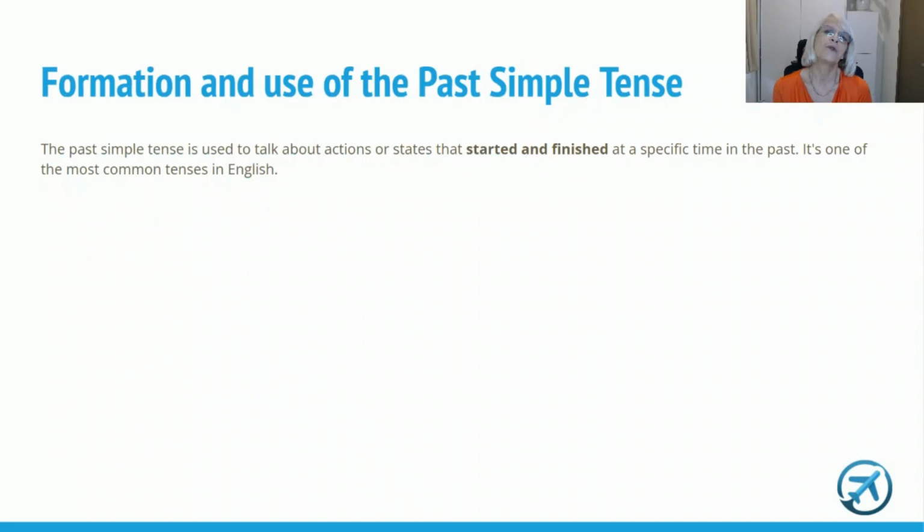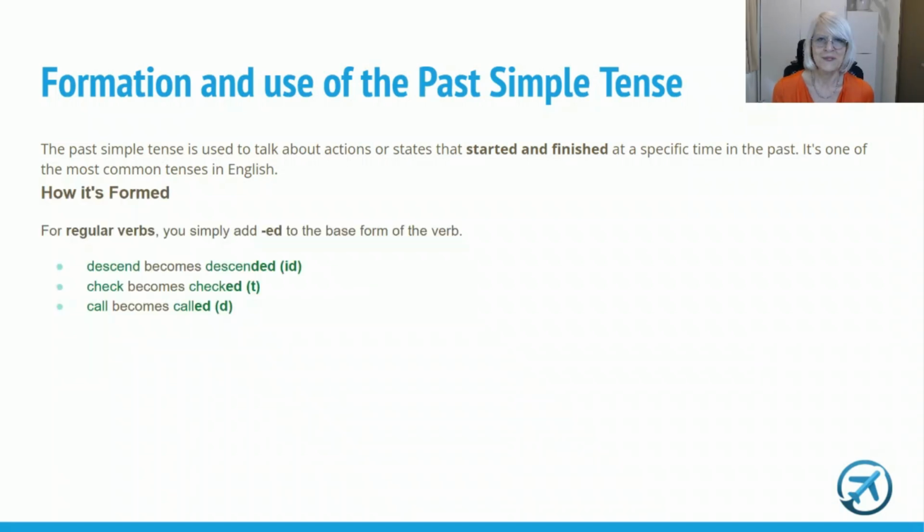Let's start off with the formation and use of the past simple tense. The past simple tense is used to talk about actions or states that started and finished at a specific time in the past, although you don't have to state that specific time. It's one of the most common tenses in English.